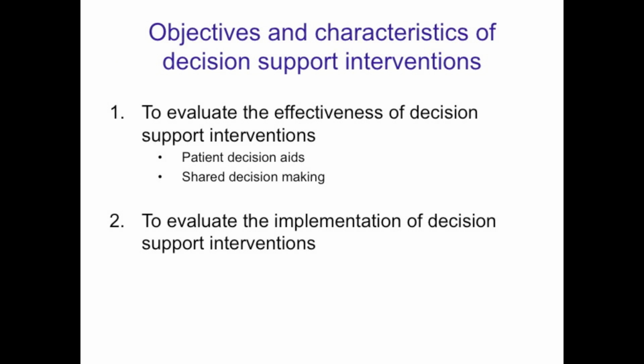So one of the next things to think about is what's the objective or characteristics of the intervention. Some of the objectives are really to evaluate, does the intervention work, or what's the effectiveness of the decision support interventions, such as providing patients with decision aids or shared decision making. Another objective might be to evaluate the implementation of the decision support intervention, and then what are the outcomes that would be relevant to that.